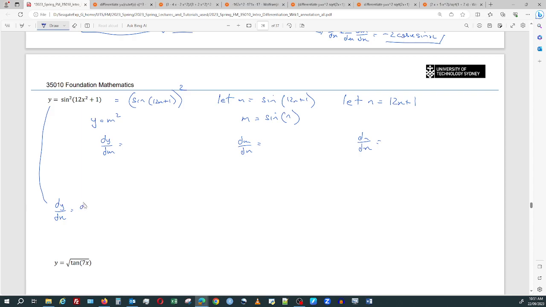So dy/dx. We're still going to have dy/dx. We're going to go through 3 things to get it: dy/dm, dm/dn, dn/dx. Okay, that's going to be our rule. So we need to do this.